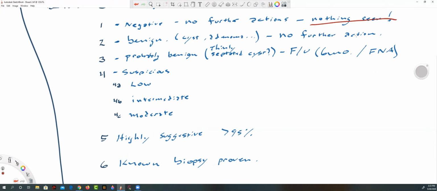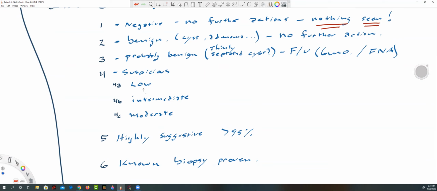Nothing seen. Okay, now I have to get my color back. No, it's a different color. There we go. All right, 2 is benign: simple cyst, adenoma. 3 is probably benign: not so simple a cyst, but probably benign.